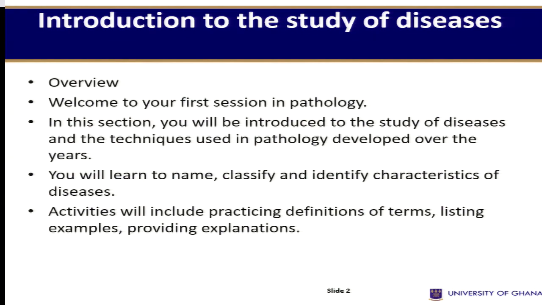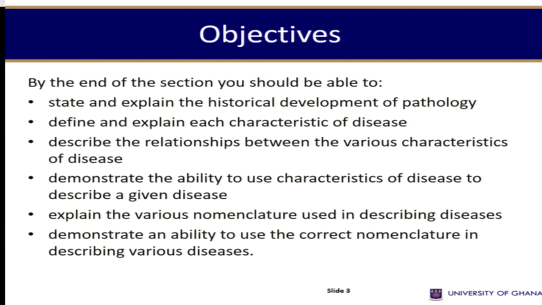Activities that you'll be doing include practicing definitions of terms, listing examples, and providing explanations for some of the things that you will learn. By the end of the session, you should be able to state and explain the historical development of pathology, define and explain each characteristic of disease, describe the relationships between various characteristics of disease, and demonstrate the ability to use the characteristics of disease to describe a given disease.